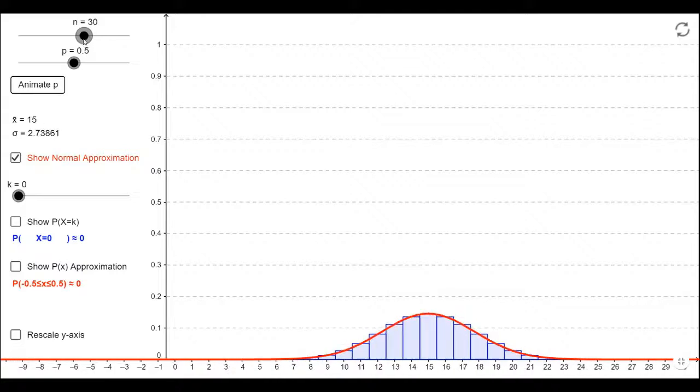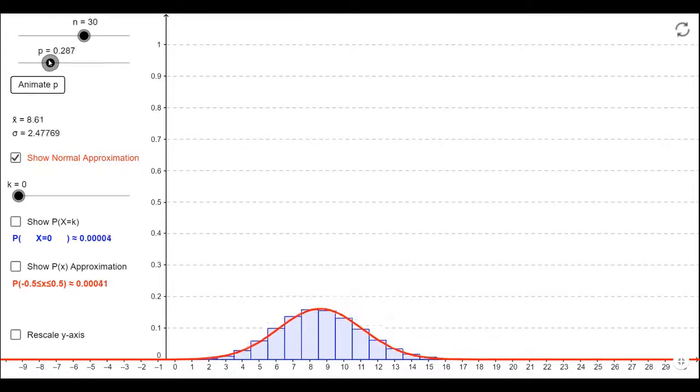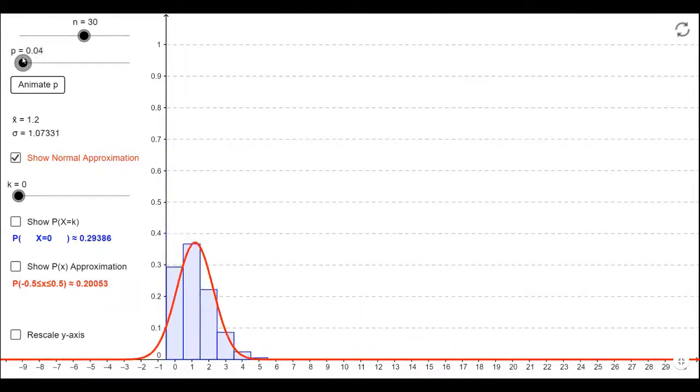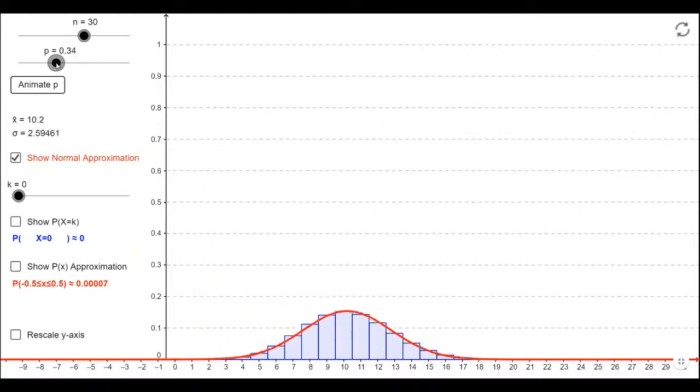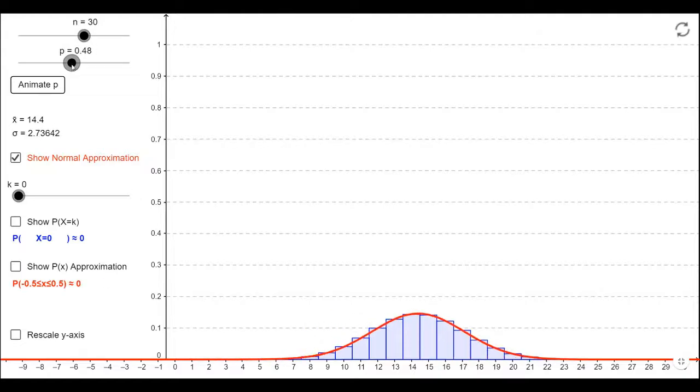Let's have a look at the effect of p then. So let's say n is 30. Let's see what happens when we change p. So if we have a really small value of p, it's not going to be a very good approximation because all the binomial probability is skewed towards the left. So the small values of x have a big probability. It's not very symmetrical. So it turns out that the best approximations are when the binomial distribution is symmetrical, because the normal distribution is symmetrical.